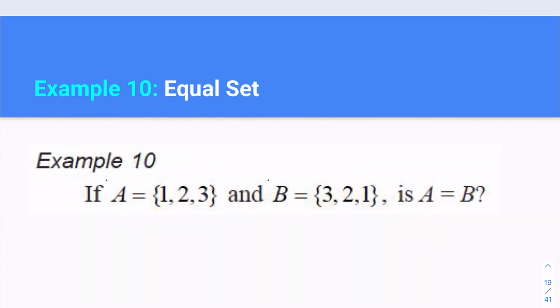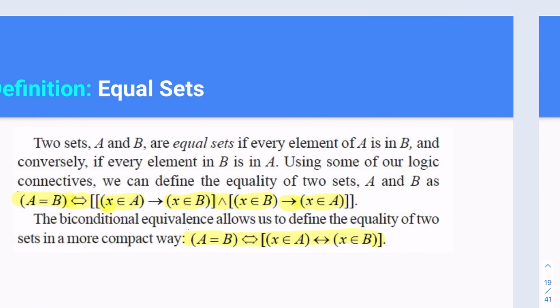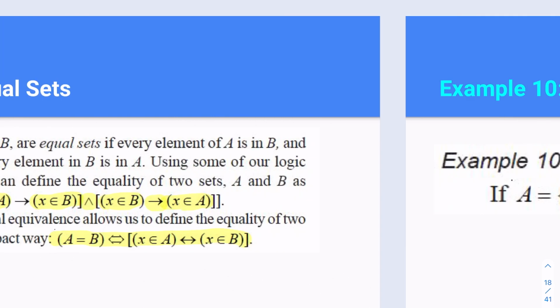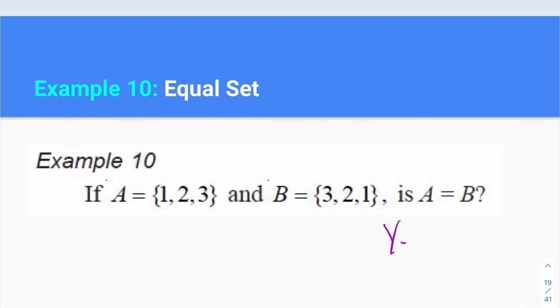Notice with that formal definition, it didn't say anything about the order of the elements. So here we have A is equal to the set 1, 2, and 3, and B is equal to the set 3, 2, and 1. Well, is every element of A in B? Yes. And is every element of B in A? Yes. So does this definition hold? Yes, it does. So A equals B.